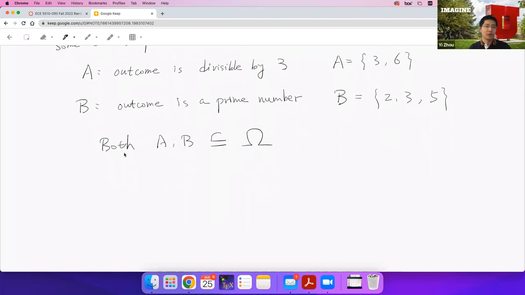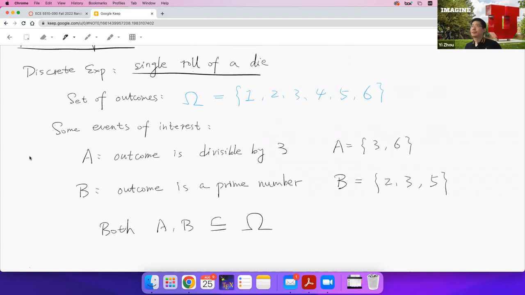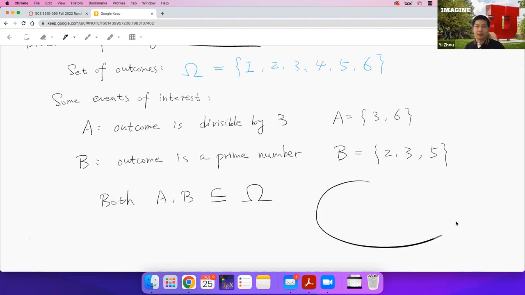So let's consider a continuous example. Oh, you have a question? Yes, later on we will talk about that. Yeah, as long as all the elements in this set belong to omega, then A or B is called a subset. Yeah, a subset means that every element in that set must belong to omega. So if you draw a picture, this could be omega, and A and B, they are subsets.